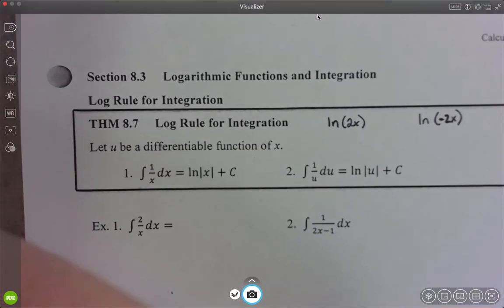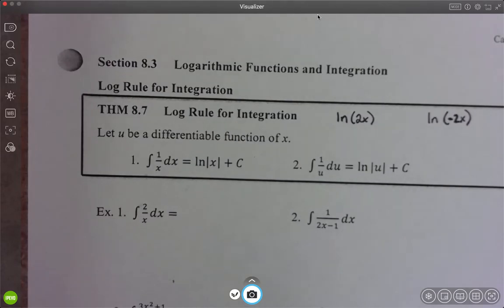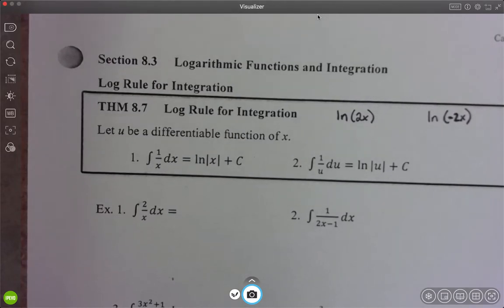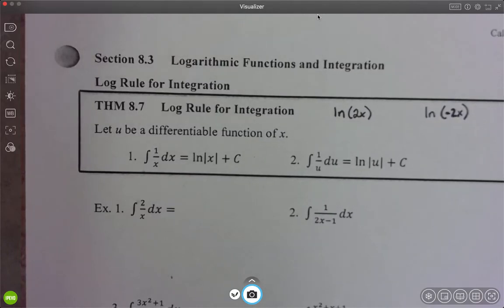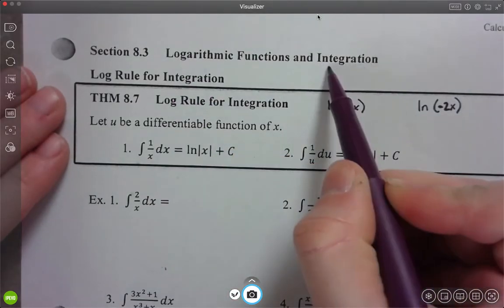Okay, Calc, this is the video for 8.3, which is the last section in Chapter 8 that we're going to talk about. There won't be a test over this chapter, though. We're just going to move right on to, I think, Chapter 13. I have a couple sections to go to from here, but this is log functions and antiderivatives, or integration.